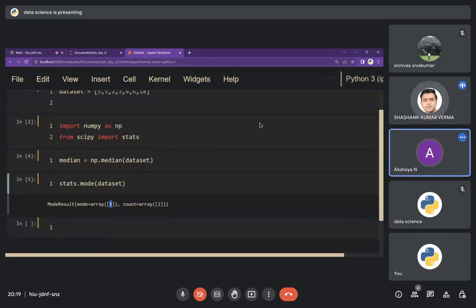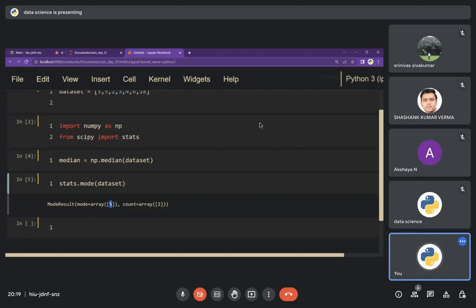Sir, what is count error here also? Okay, what is count error? So I will tell you these things. This is giving the array. The mode can be 2 or 3, right? Let's suppose 5 is coming 2 times. It can be possible that 2 will also be 2 times. So in that case, this will be the array.